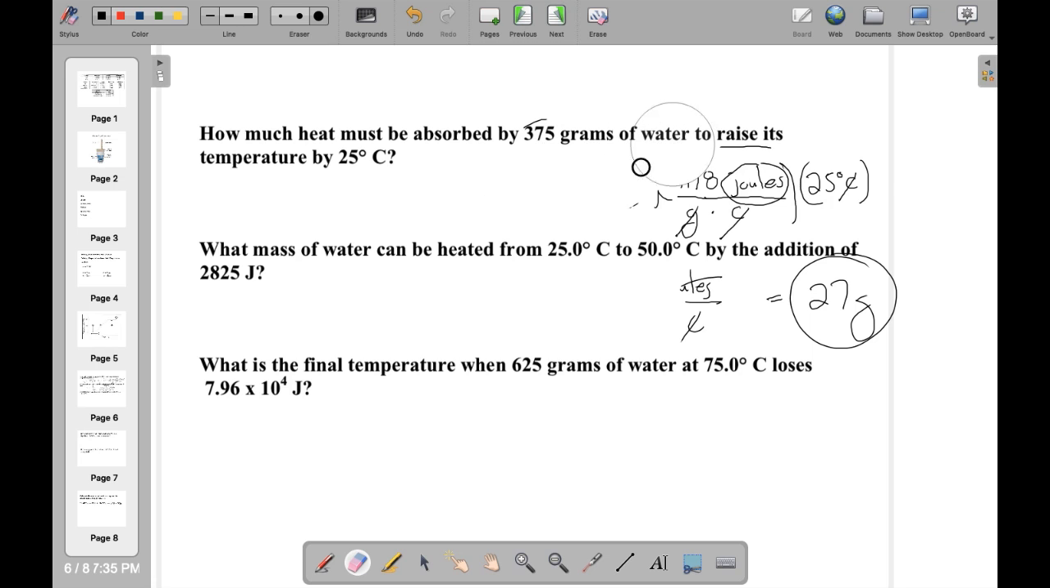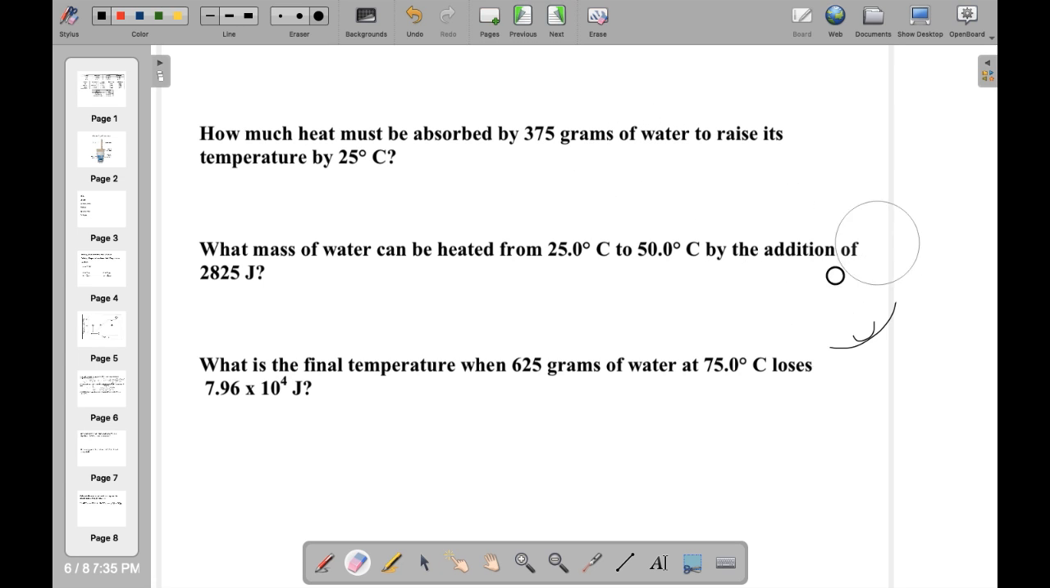I hope this isn't confusing anyone. I just like to show a lot of examples because the more examples we have, the better off we are. What is the final temperature when 625 grams of water at 75 degrees Celsius loses... And whenever people see this, they're like, OMG, what is this? Well, it's just scientific notation. It's a big number, but it's nothing to be scared of. We just use it like we use all the other numbers.